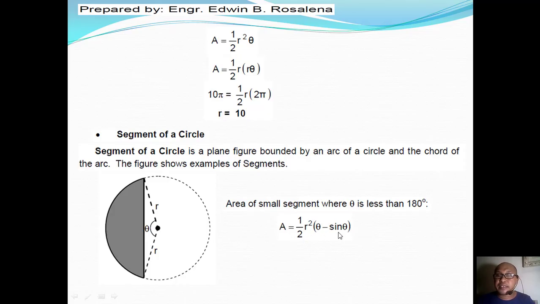But here, this is for the computation of the area of the triangle, so it depends on the mode of the calculator. So usually, our calculator is in the degree mode, so the sine of this angle theta should be in the degree unit. Okay. How about if you compute for the area of the bigger segment? So let us say this segment, you will solve it.